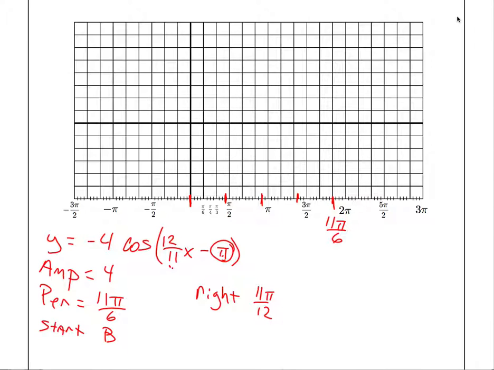So now I need to figure out where 11 pi over 12 is. Any ideas on how I'm going to figure out where 11 pi over 12 is? If I'm dealing with pi over 6, what would half of pi over 6 be? Pi over 12. So that means pi over 12 is half a space, or whatever you want to call it. So if I had 11 of those, that would give me 11 pi over 12. There's an easier, more efficient way of doing it, though. Divide by 2.